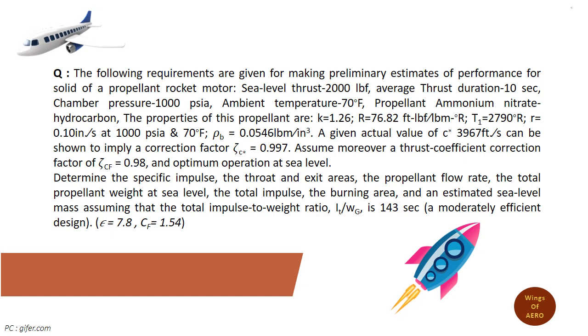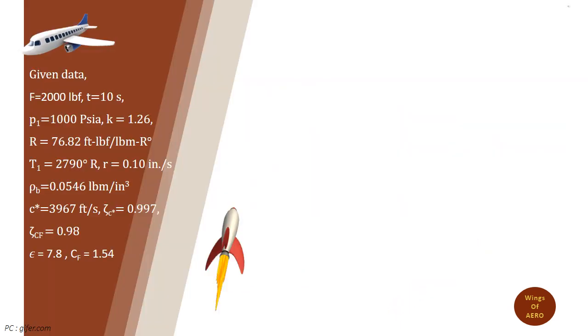Determine the specific impulse, throat area, propellant flow rate, total propellant weight at sea level, the total impulse, the burning area, and an estimated sea level mass. Assuming that the total impulse to weight ratio is 143 seconds, a moderately efficient design.